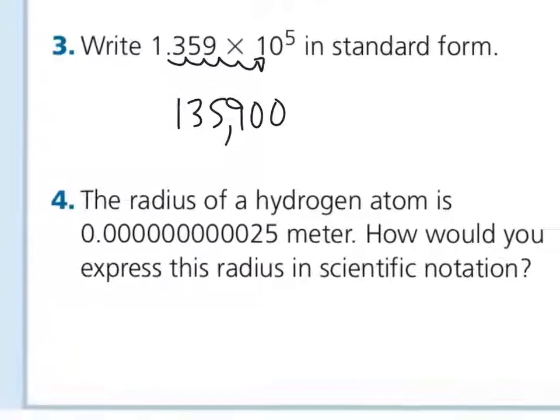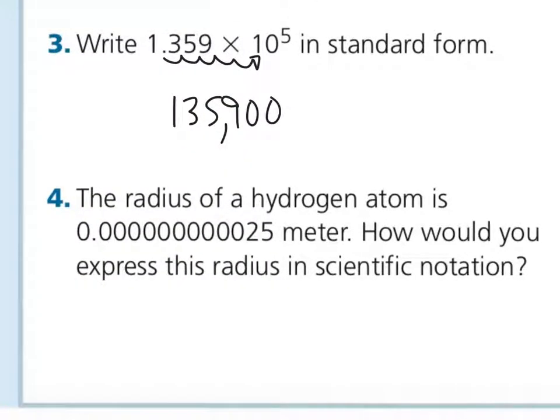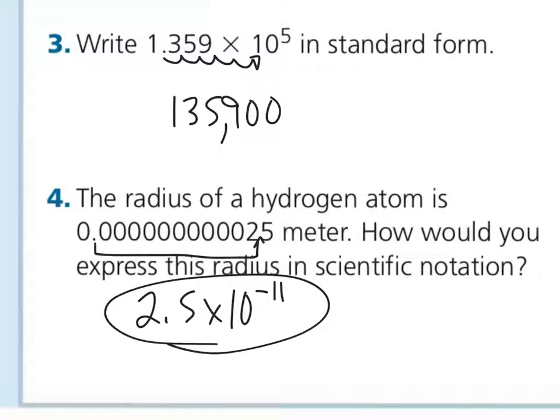And number 4, scientific notation, we'd have to get it after the 2. Be 2.5 times 10 to the negative 11th power. We moved 11 spots. It's a small number. It's going to be a negative exponent.